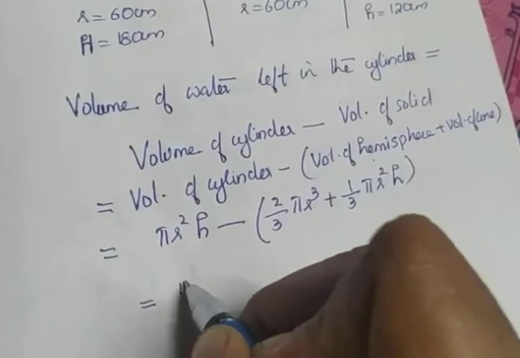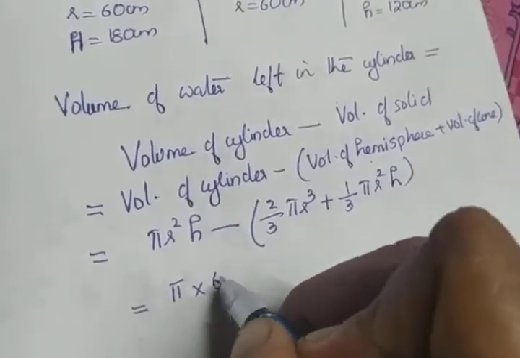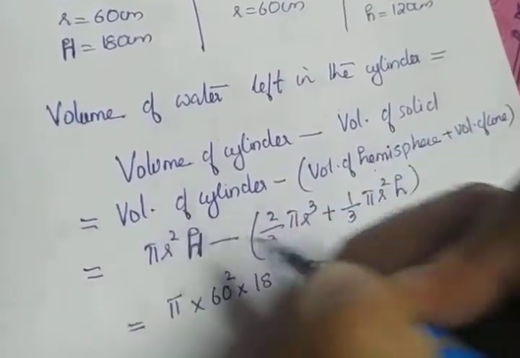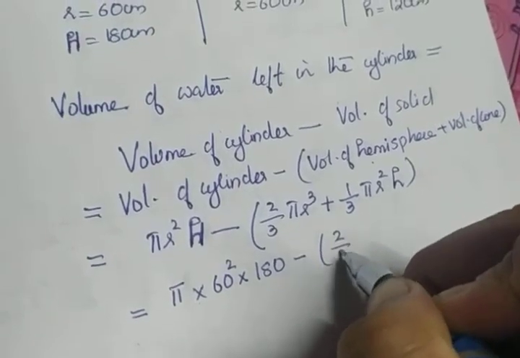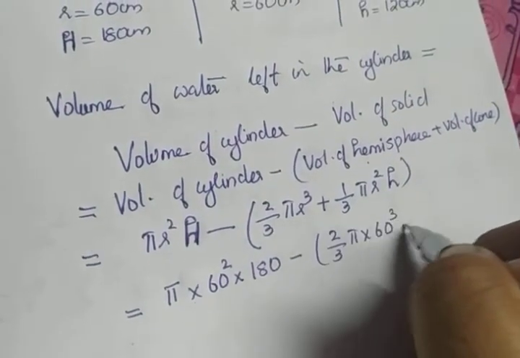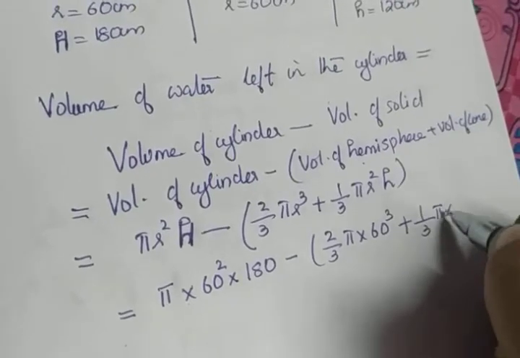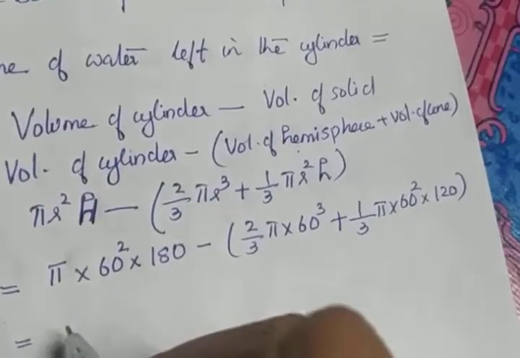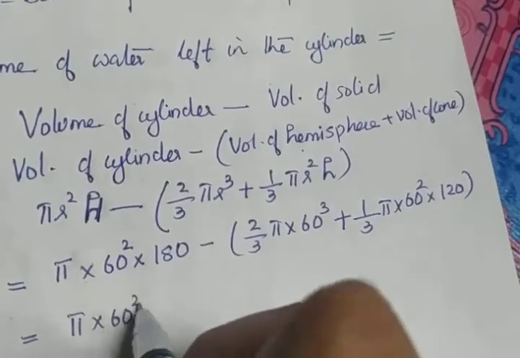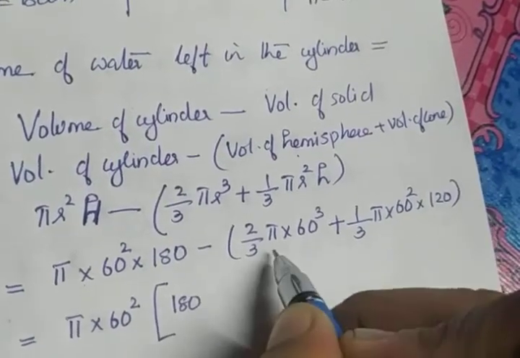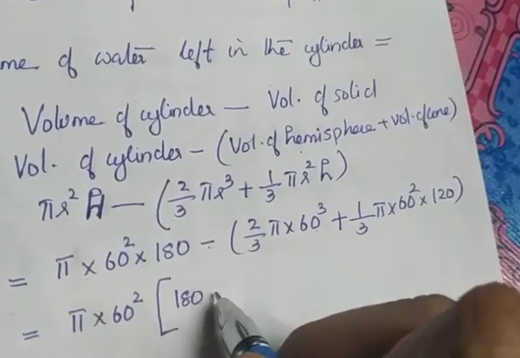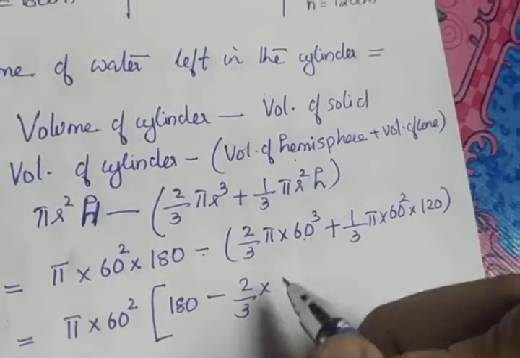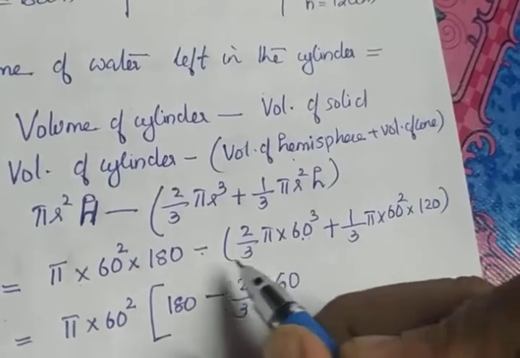Substituting the values, let pi be pi itself for the time being. r square is 60 square into H is 180. Sorry, this is capital H, the height of the cylinder, no? So 180 minus 2 by 3 pi into r cube, 60 cube, plus 1 by 3 pi into 60 square into h, 120. Of the three terms, what is common? Pi is common, 60 square is common, isn't it? And the balance in the first term is 180. The second term becomes negative when we open the bracket, minus 2 by 3, and out of 60 cube, 60 square came outside, so 60 is the balance.